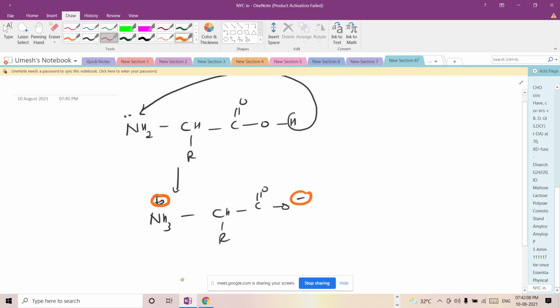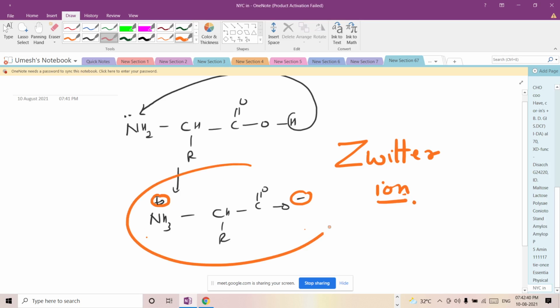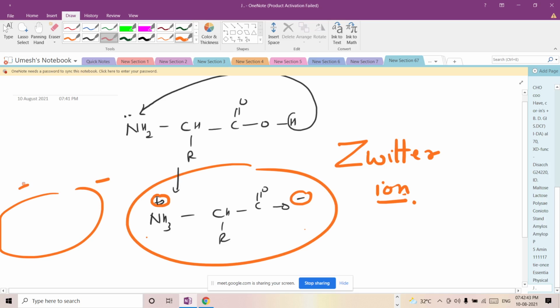With this, what will happen? It will acquire positive and negative charges. If it acquires positive and negative charges, it's an ionic compound. In the same molecule, positive and negative ions coexist and it is called a zwitterion. The same word I have explained in the chapter on amines also. So between two such units, the negative and the positive ion interaction will be purely electrostatic.